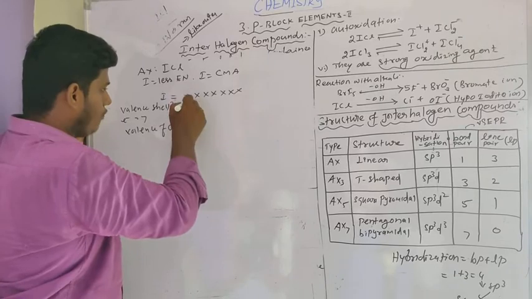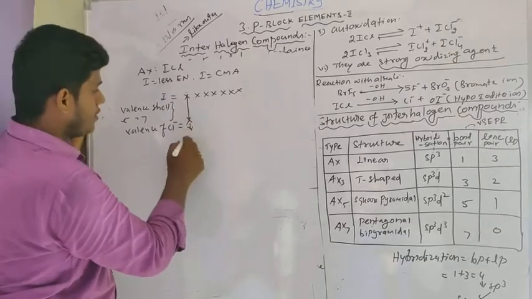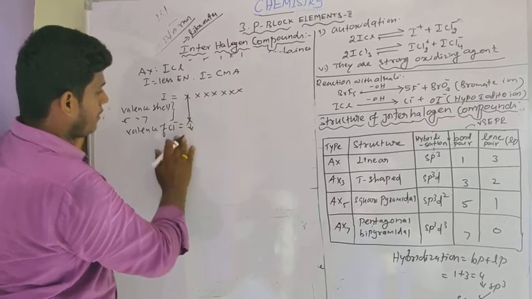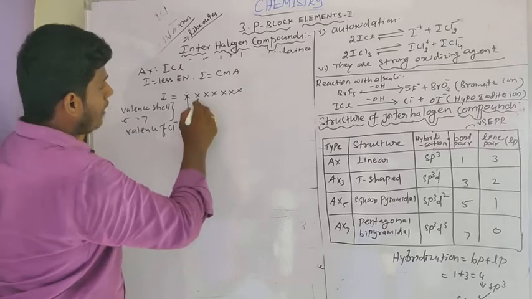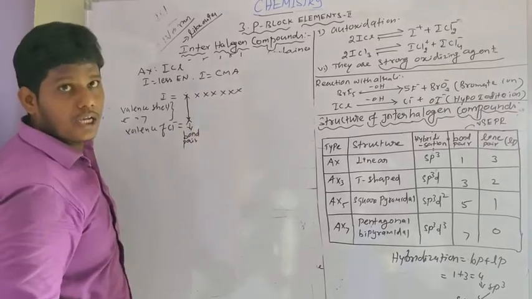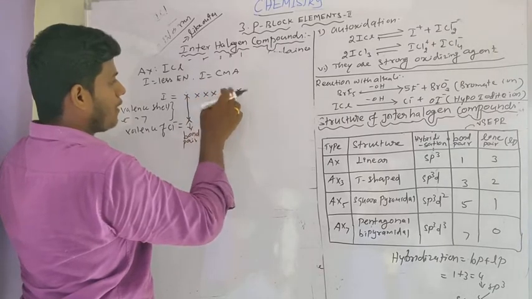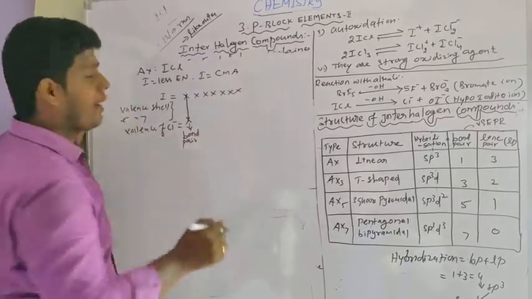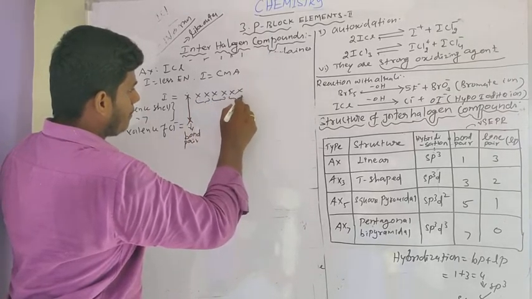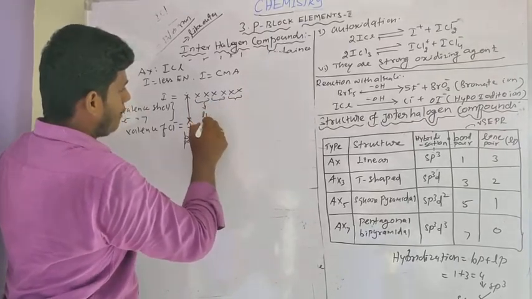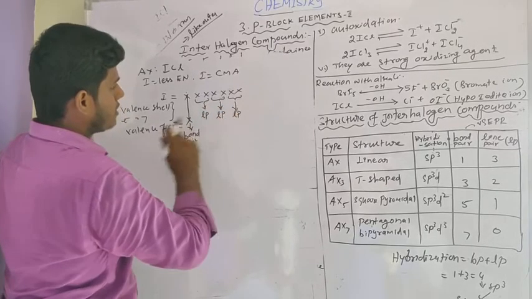So these two electrons form the bond pair. The remaining electrons are called lone pair electrons. 1, 2, 3, 4, 5, 6 electrons are present. That makes 3 pairs: one pair is LP1, another LP2, and LP3 is the short form.